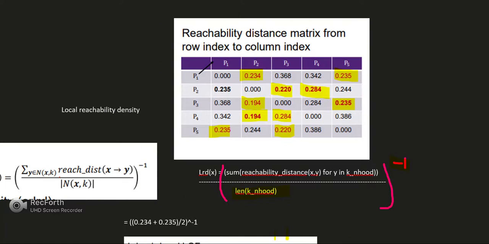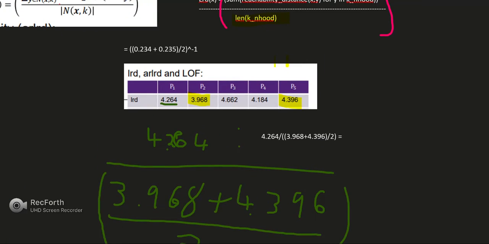Okay, so now we can do this for other points. So let's say that we want to do point 2. So for point 2, your 2 nearest neighbors are points 3 and 4. I'm just looking at this highlighting to get those. Point 3 and point 4 are the 2 nearest neighbors of point 2. And we also need the density of point 2.